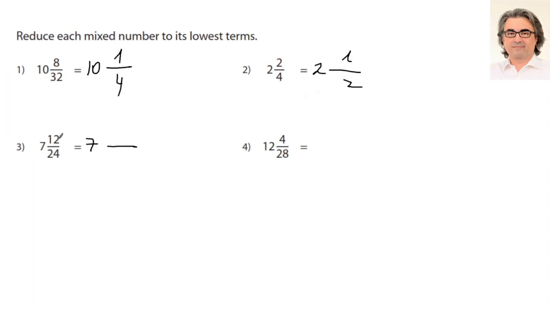7 and 12 over 24. They are divisible by 12. 12 over 12 is 1. 24 over 12 is 2. So the result is the simplest form.